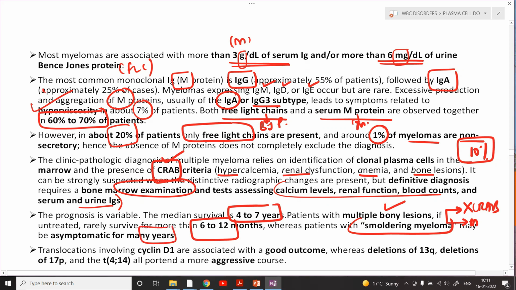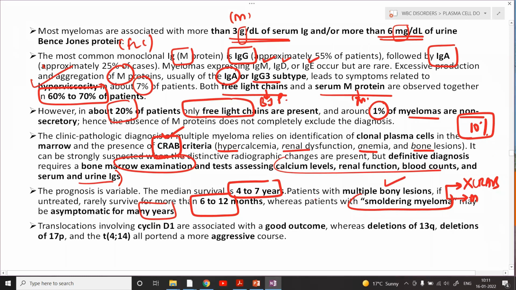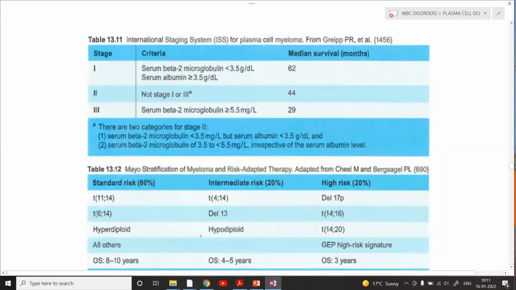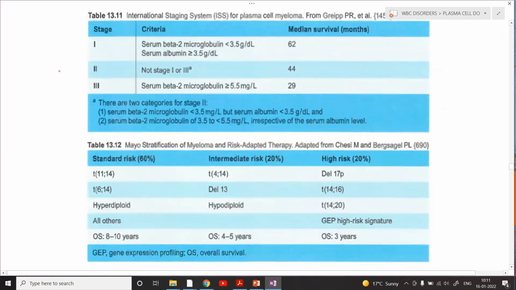And I already told you, there is a certain prognostication along with the molecular lesion. For example, patients with cyclin D1 mutations are associated with a good outcome, whereas deletions of 13q, 17p, and translocation 4;14 are associated with an aggressive course. One very important prognostication, as I was speaking about, is taken from the latest WHO. In the latest WHO, they have given this very old but very important prognostication, that is the International Staging System of the plasma cell myeloma.